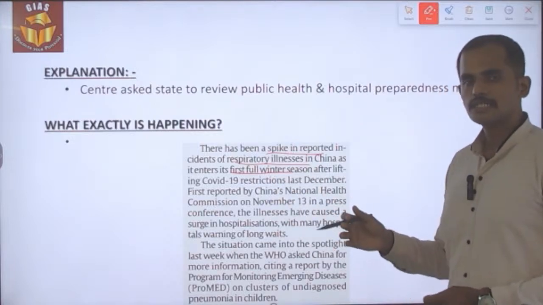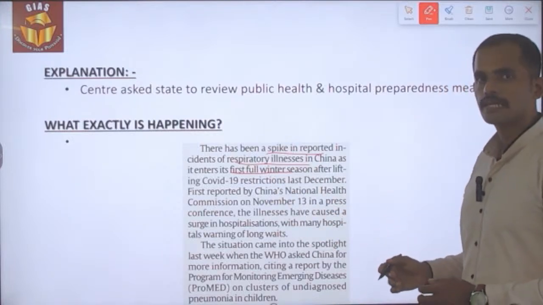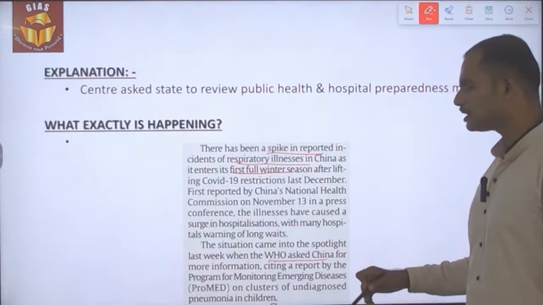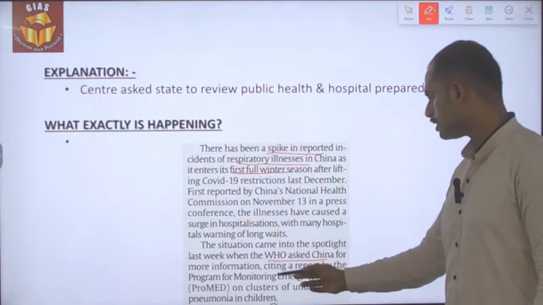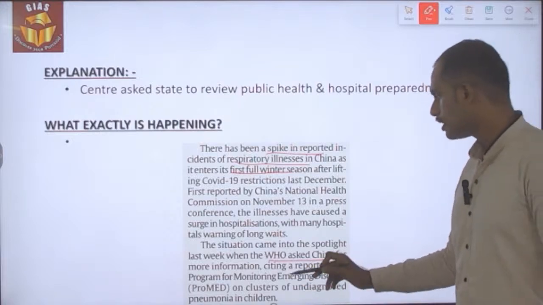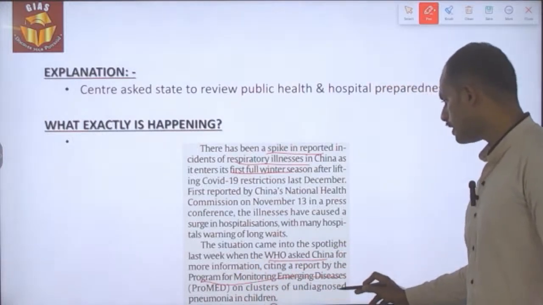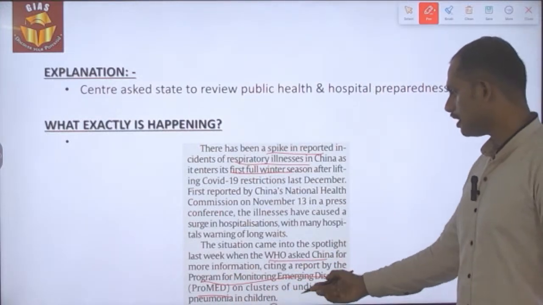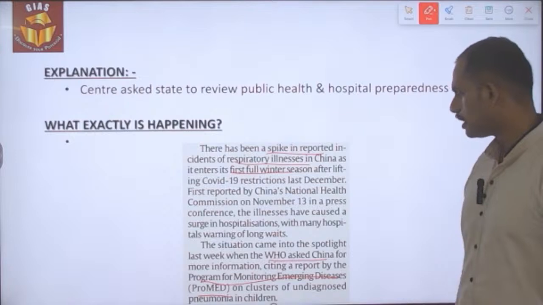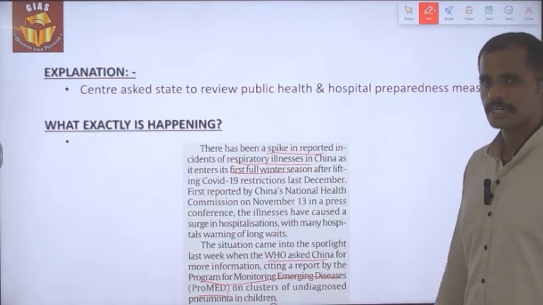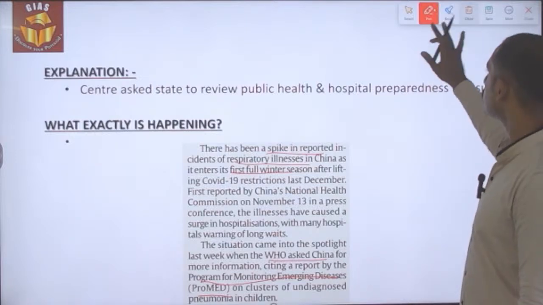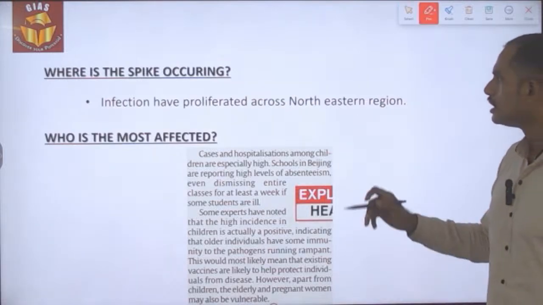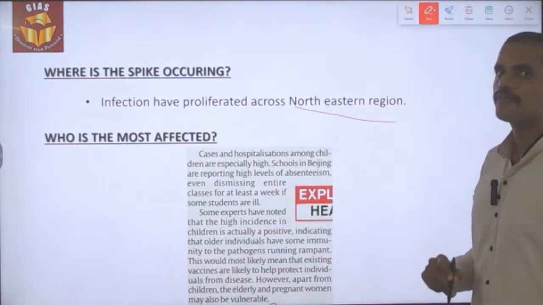And the situation came to be known to the other countries when the WHO asked China for more information regarding the report released by the Program for Monitoring of Emerging Diseases on clusters of undiagnosed pneumonia in children. So this is what exactly is happening in China, and where the spike has happened is in the northeastern region of China.